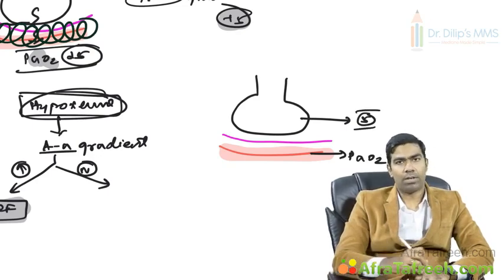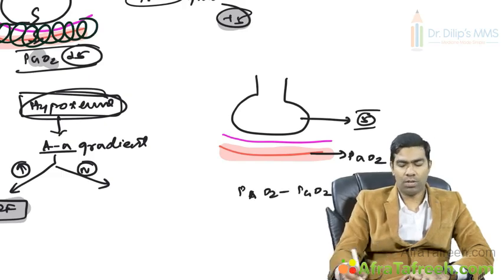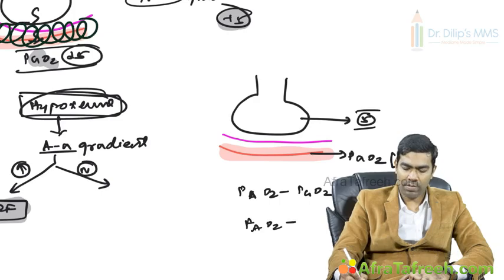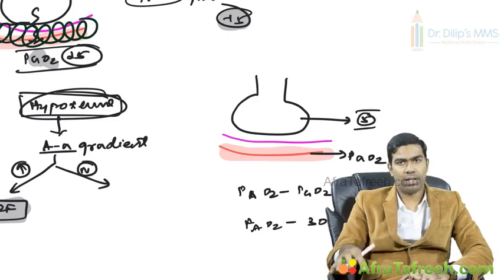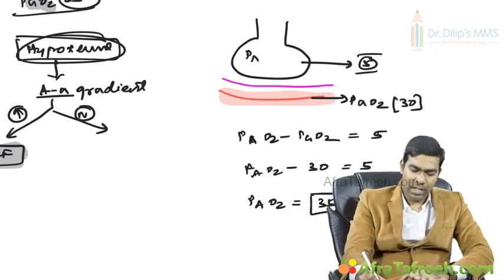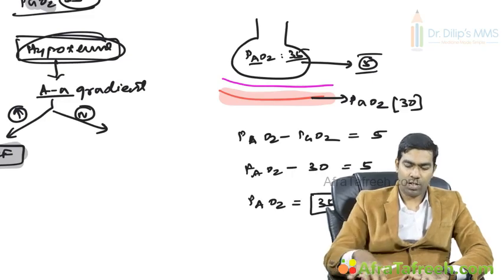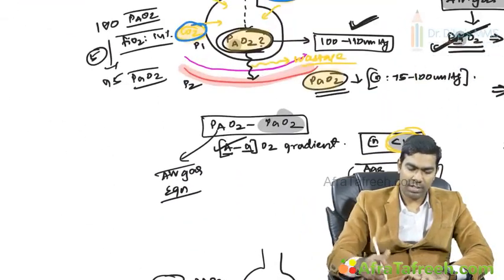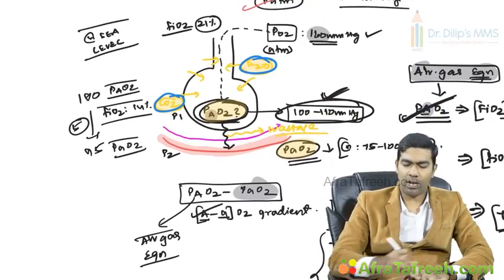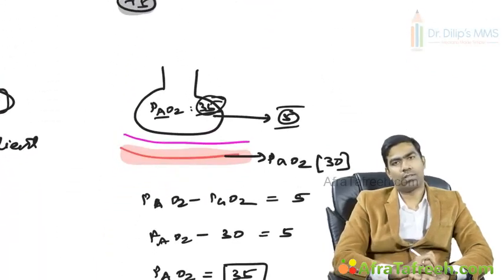I told you the A gradient is normal, which means PAO2 minus PaO2 is equal to 5 in this example. You know the PaO2 we have already found is 30, so 30 plus 5 is 35. That's a normal A gradient, which means the alveolar oxygen itself, the capital PAO2, is only 35 millimeters of mercury. So what should be the normal alveolar oxygen? At physiological limits, it must be somewhere around 100 to 110. But here it is only 35. What could be the cause?